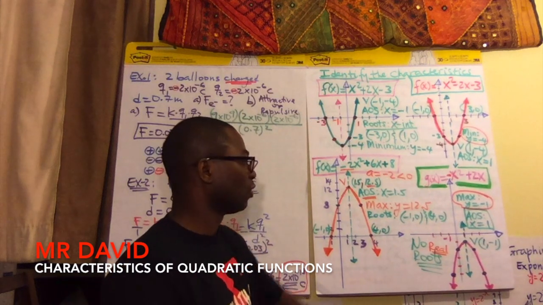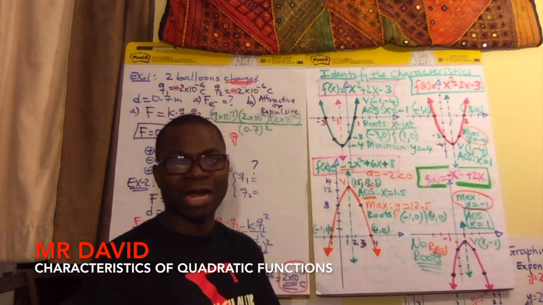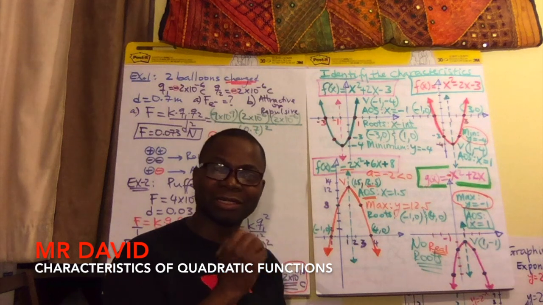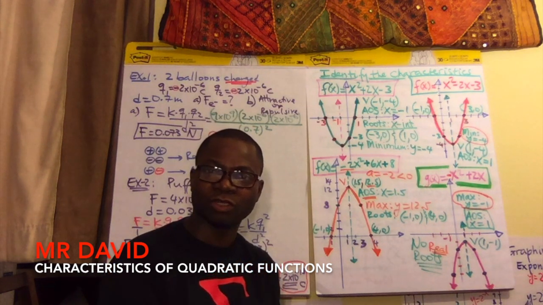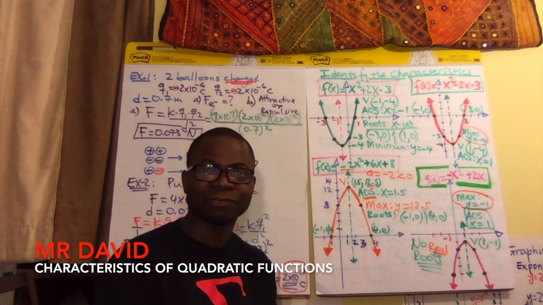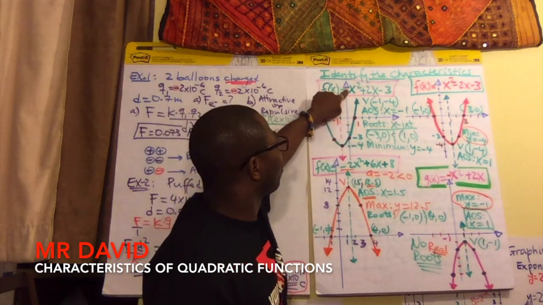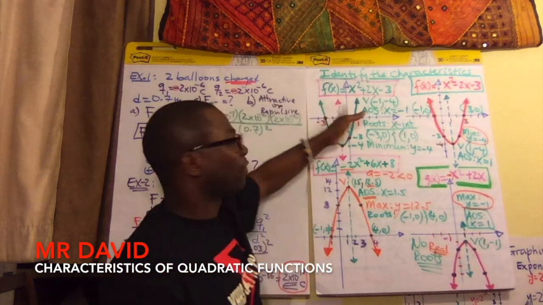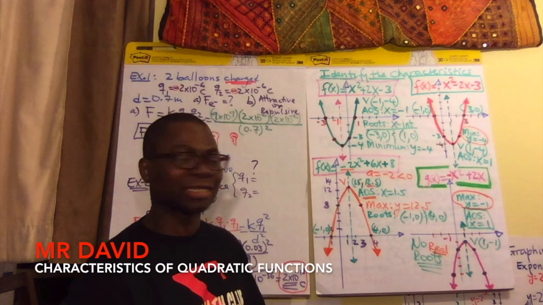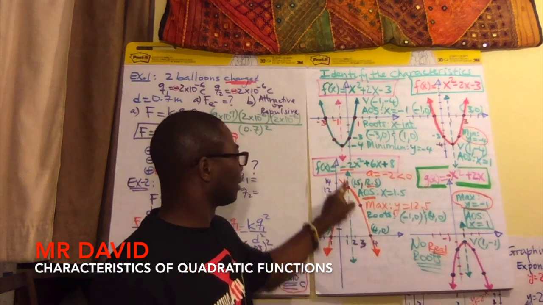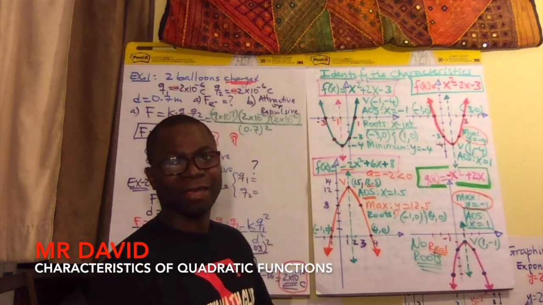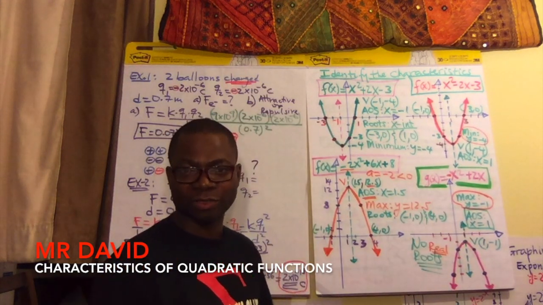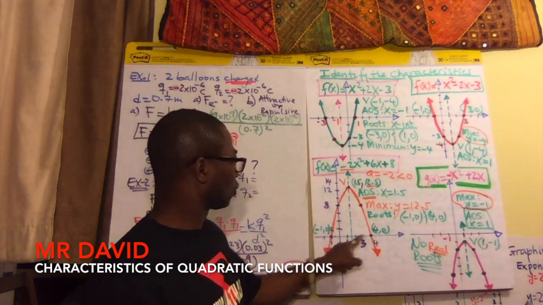So we know now everything about the characteristics of a quadratic function. Remember, a quadratic function can be a happy face if A is positive. If A is +1, A is positive here, happy face. Or a sad face if A is negative. See, sad face, -2. Sad face, -1. And wherever it crosses the x-axis, those are the roots.